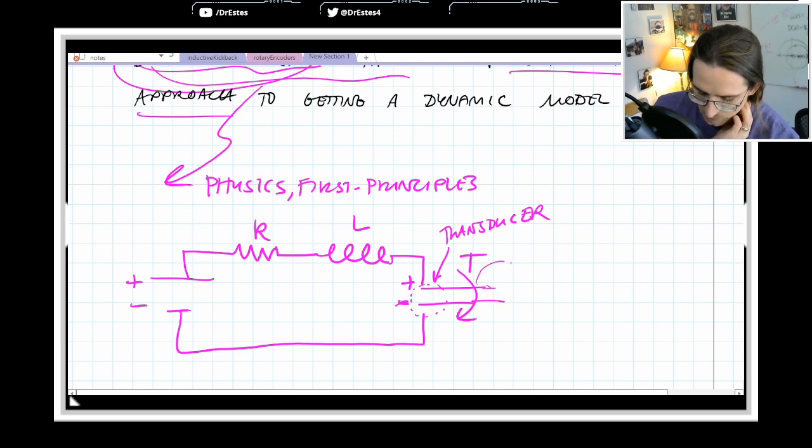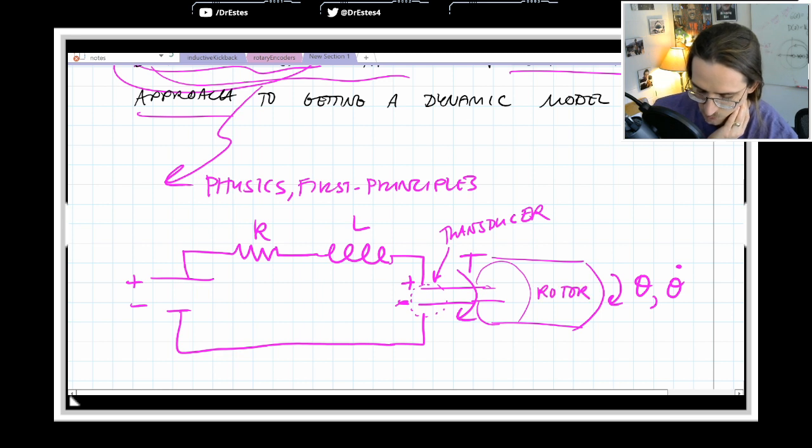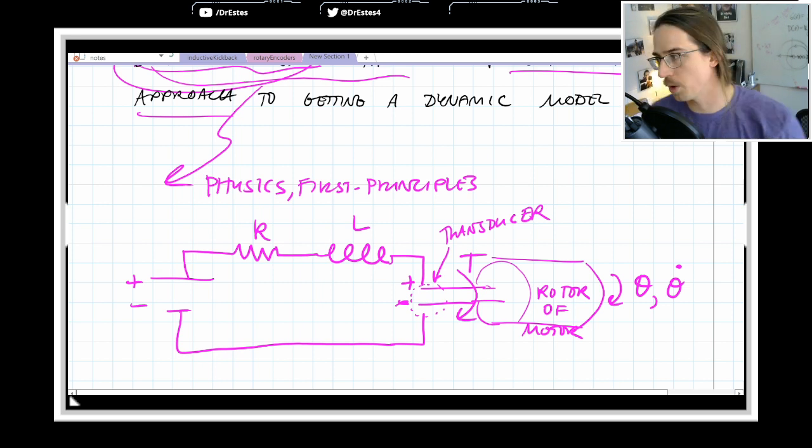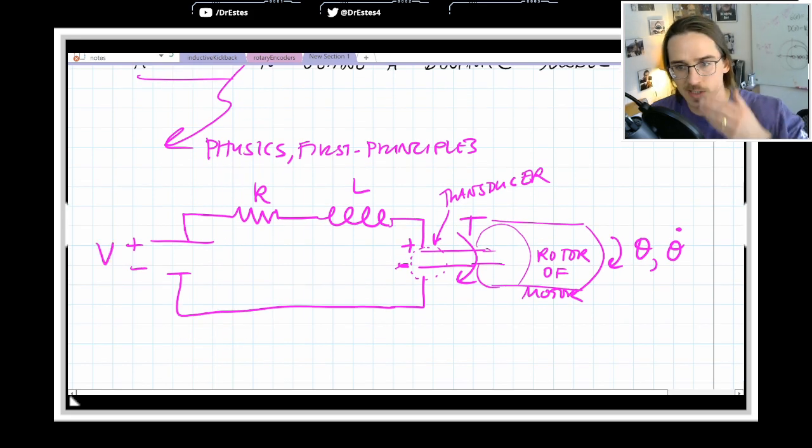So I'm just going to draw some inertial thing over here. And this is going to rotate. So maybe it has an angle theta at any time, but it also has an angular velocity theta dot. So this is our rotor of the motor. The rotor is just the spinning part of a motor. So you provide some voltage and it's transduced into a torque that acts on this.